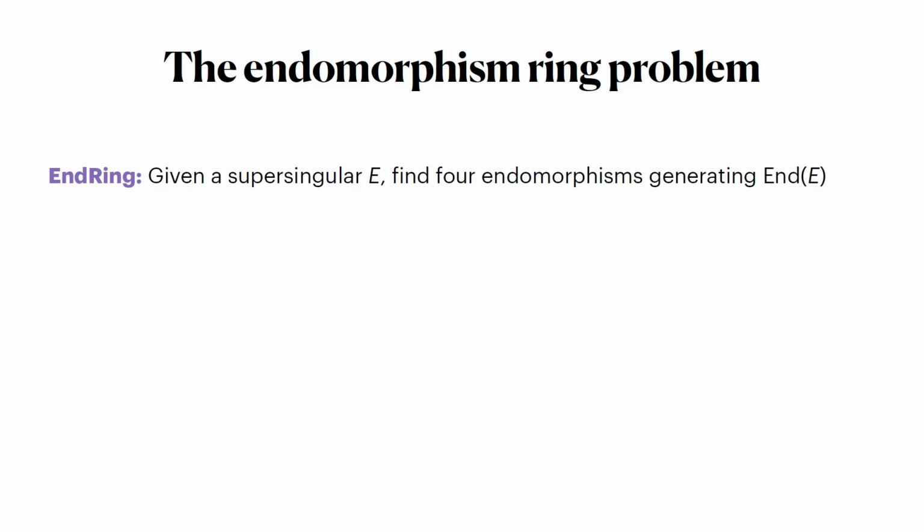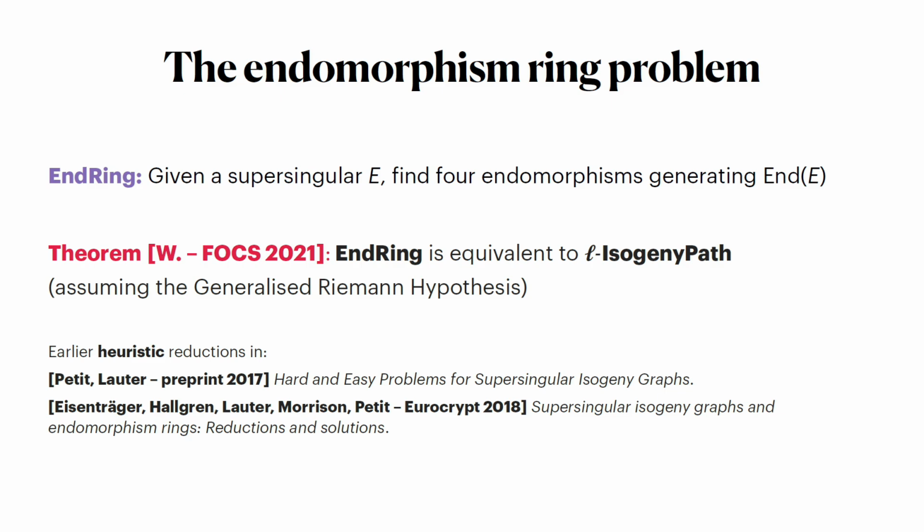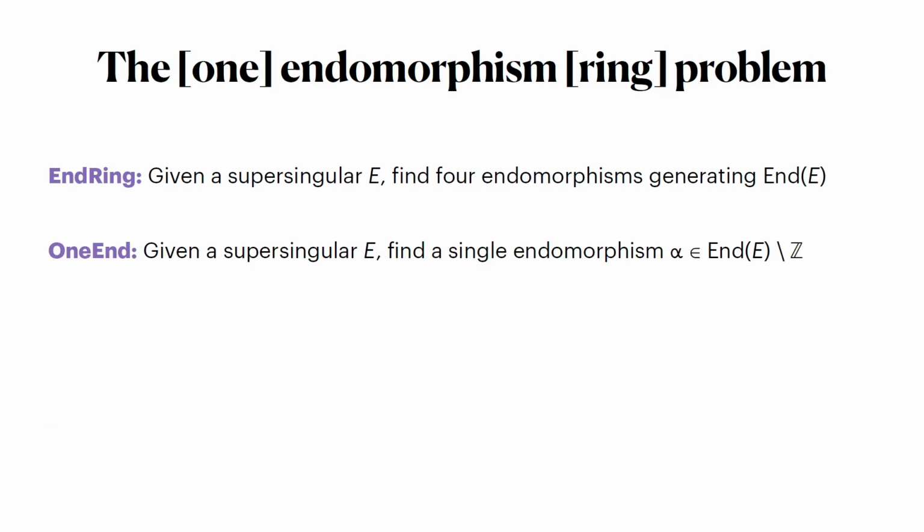Why do we care about this problem? Because it's known to be equivalent to this Li isogeny path problem that I presented before. This endomorphism ring problem is one of the 2 problems from the title of the talk. The second one is the one endomorphism problem, which, as its name suggests, is the problem of just finding one endomorphism. I give you a supersingular elliptic curve E. Instead of finding a basis, can you find even a single one? One that's not too trivial, one that's not in this scalar subring.